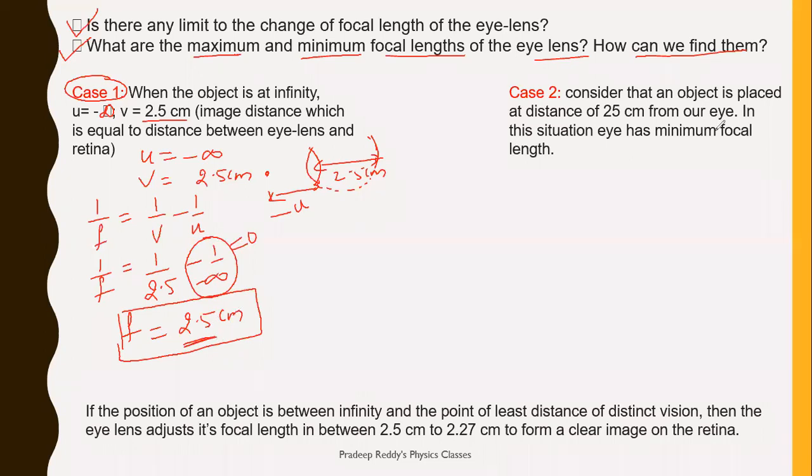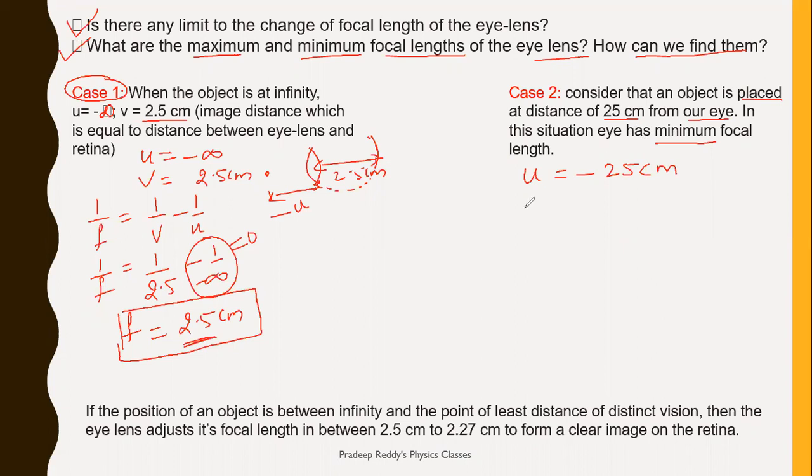Now coming to case 2. In this case, let us consider that the object is placed at a distance of 25 centimeter from our eye, as we have already learned, the least distance of distinct vision. That means in order to watch the object clearly, the least distance at which you should place it is 25 centimeter, and that should be negative according to the sign convention. It should be minus 25 centimeter. In this situation, the eye has minimal focal length because you are placing the object closer. When you place the object closer, the focal length will be minimum.